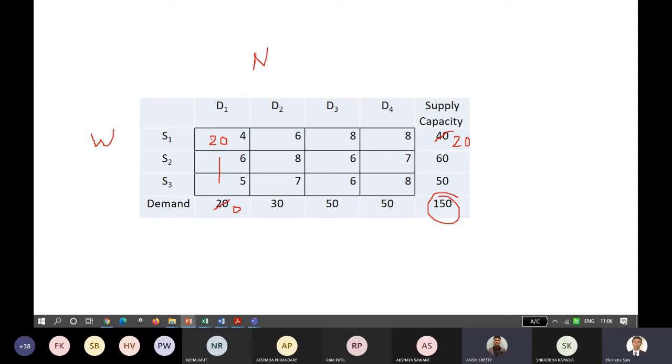The minute I have made an allocation of 20 units, S1 has supplied 20 units to D1. Now D1's requirement has exhausted. That means it doesn't need any more supply from anywhere, neither from S2 nor from S3. So we'll just cancel these cells, indicating that we are not going to make any allocation further in these two cells.